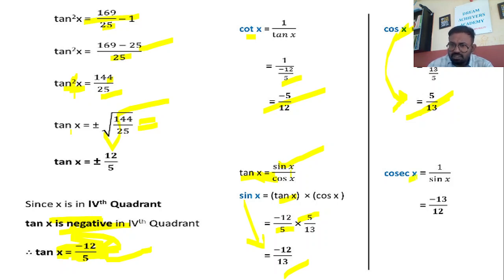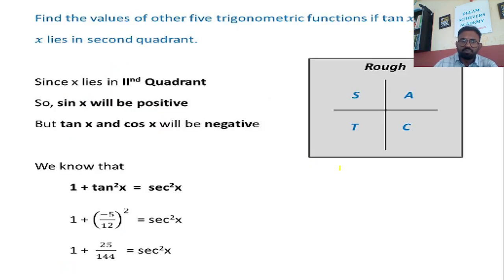Now cosecant x. Cosecant x is basically the reciprocal of sin x. So I can write it as minus 13 by 12. So this is how I can find all the trigonometric functions using identities. I am not using a right angle triangle, you can use it, no need to worry.